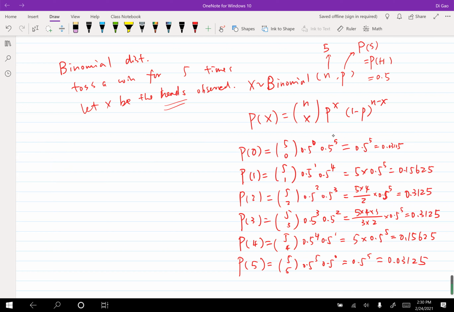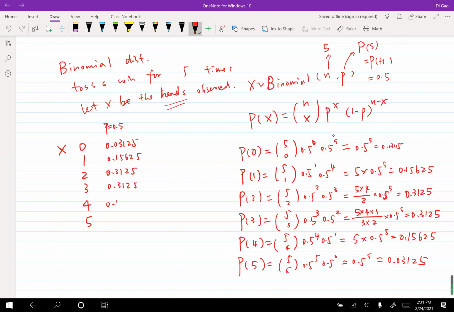So let's write it in a column way. The value x can take 0, 1, 2, 3, 4, 5 with the corresponding probability. So when little p equals 0.5, the corresponding probability for x equals 0 is 0.03125. For 1, 0.15625. For 2, 0.3125. For 3, 0.3125.